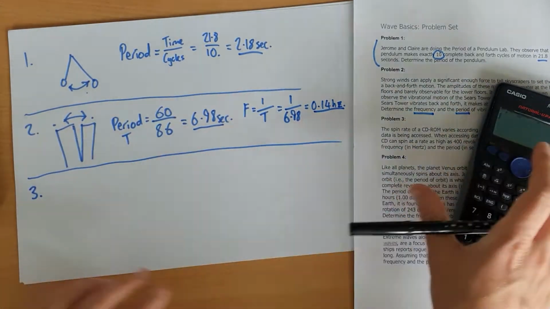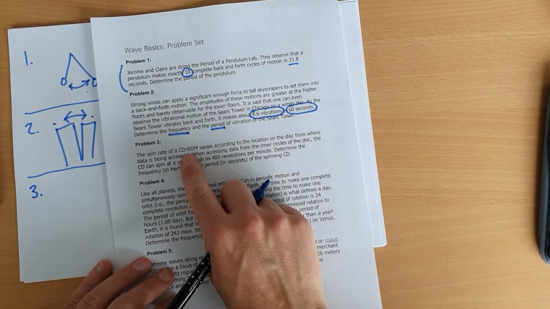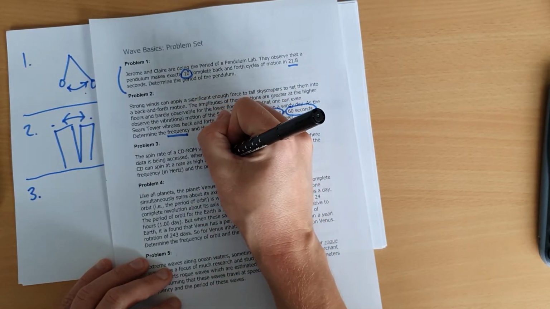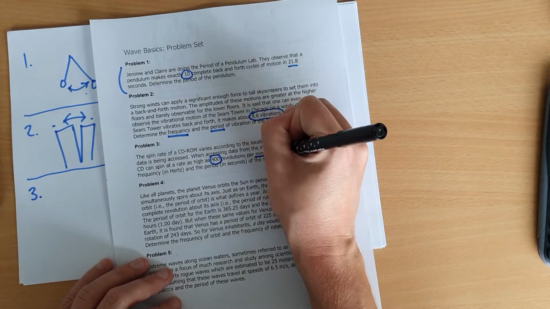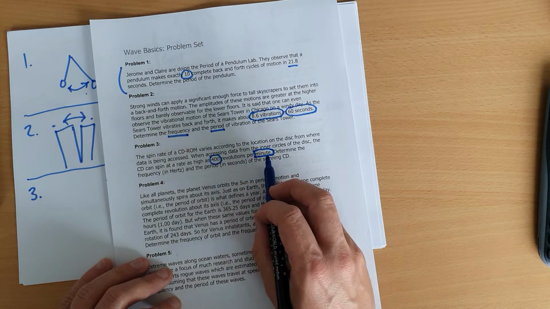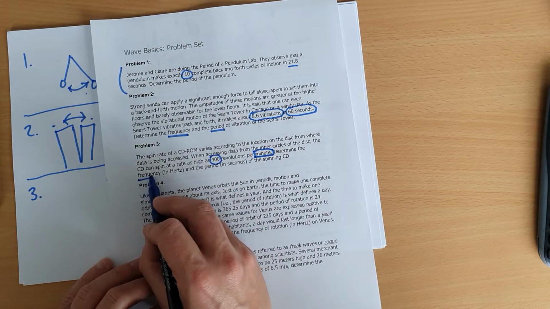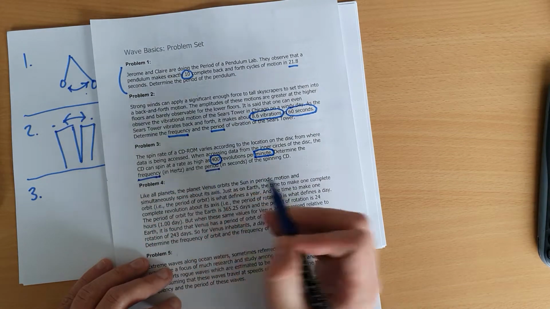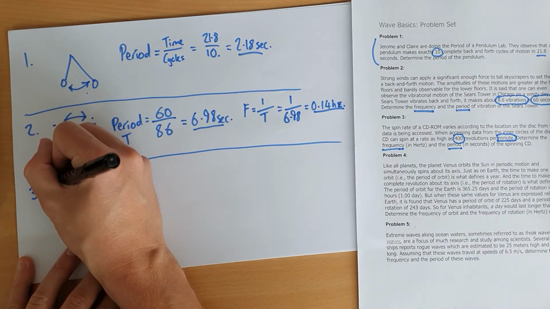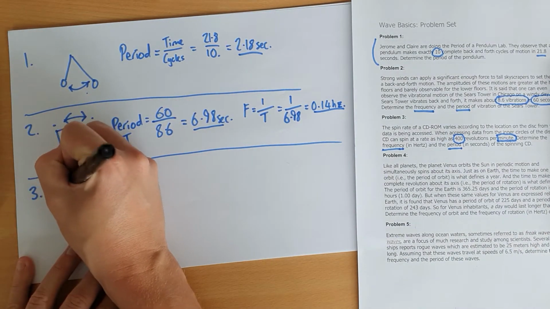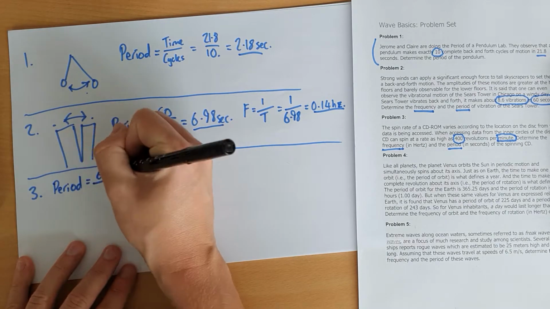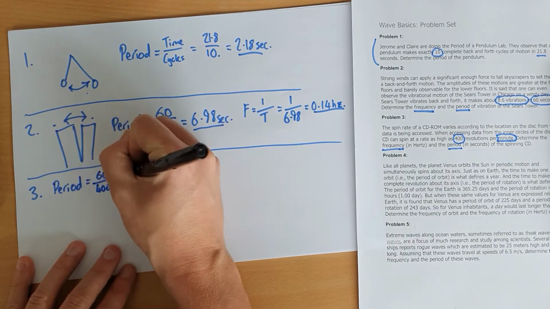Question three. Question three is about the CD-ROM that spins, and it spins at 400 revolutions per minute. So we have a number of cycles, and we have a time period, and we're asked to calculate the frequency and the period in seconds. So let's just break this down. Firstly, we want to know the period. Period is 60 seconds divided by the number of cycles, which is 400.